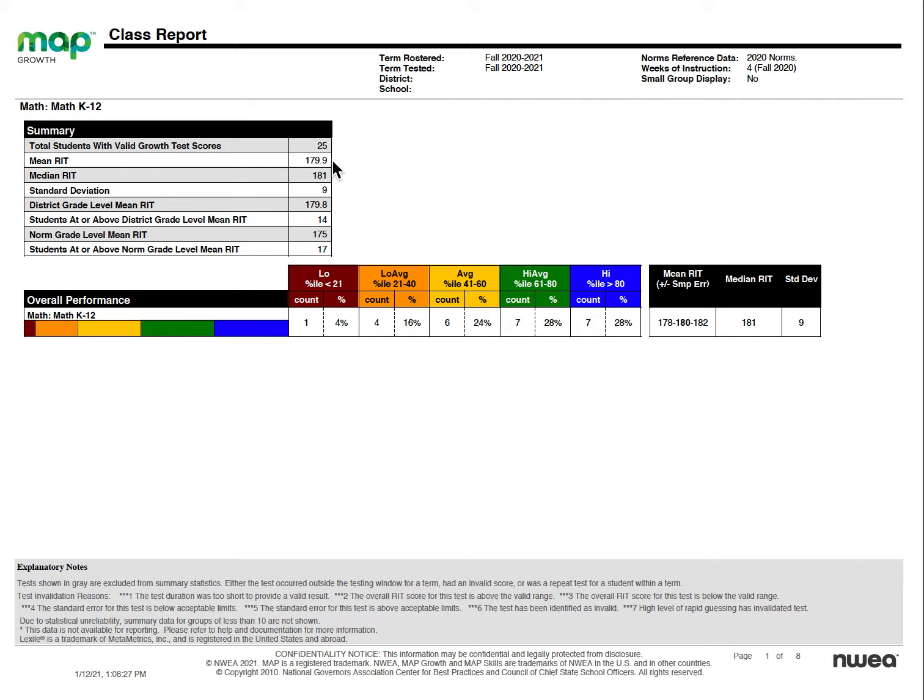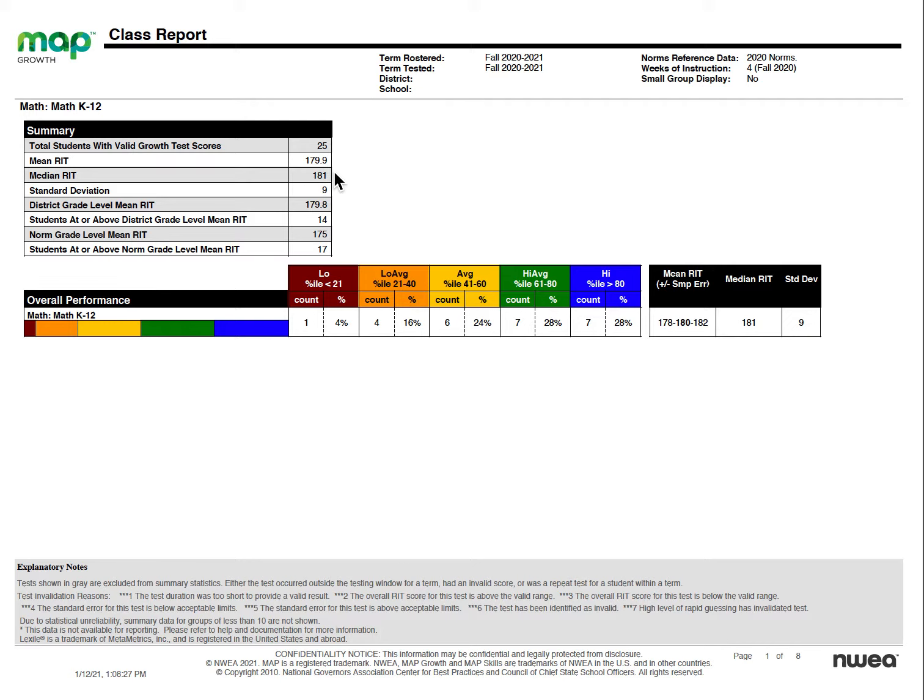And the best way to do that is by knowing what your grade level mean is, meaning what is the 50th percentile for that class. And second graders in the area of math on the fall test, the average is a 175. Okay, that's the 50th percentile. Students performing at the 50th percentile in second grade on the math assessment score 175. Now, our class's mean RIT is a 179.9, so I know most of my students, or at least on average, are above that norm.